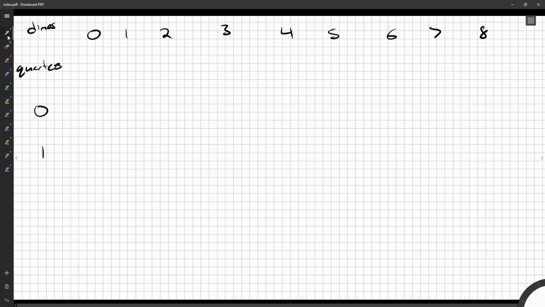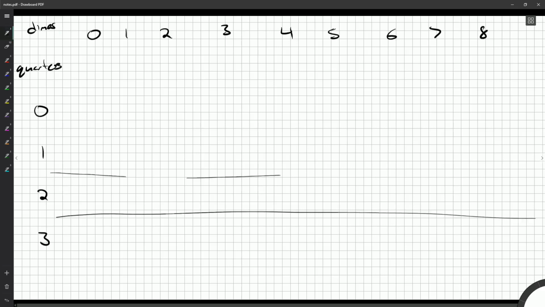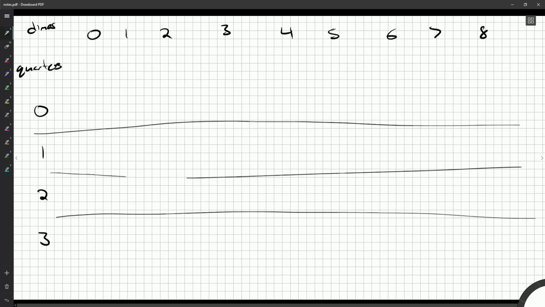So we'll have dimes up here. 0 dimes, 1, 2, 3, 4, 5, 6, 7, 8 dimes. I will move the 0 over a little bit. And then quarters down here: 0, 1, 2, 3 quarters. And we're just going to have a table.